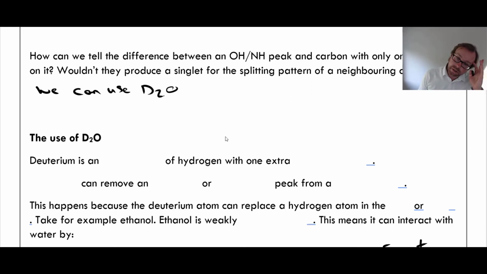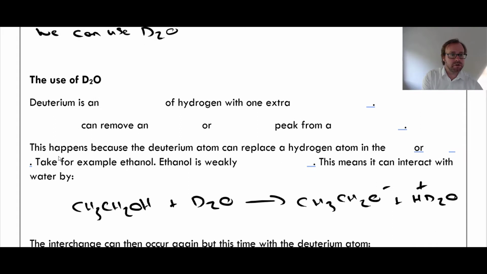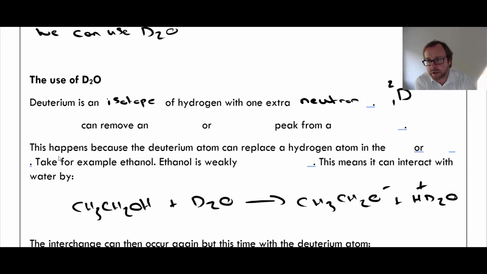So how can we tell the difference between an OH and NH peak and a carbon with only one hydrogen on it? Wouldn't they produce a singlet for the splitting pattern of a neighbouring carbon? Yes, they would. But we can use something called D2O. So the use of D2O. Deuterium is an isotope of hydrogen with one extra neutron. So we give it the symbol D. Its mass number is 2, proton number 1. D2O can remove an OH or NH peak from a spectrum.